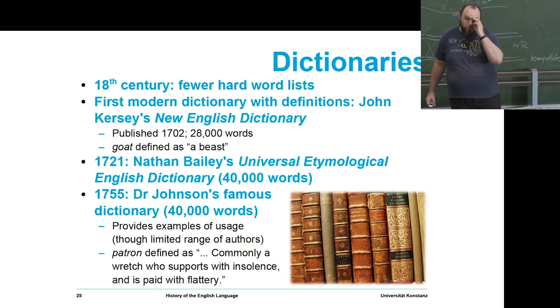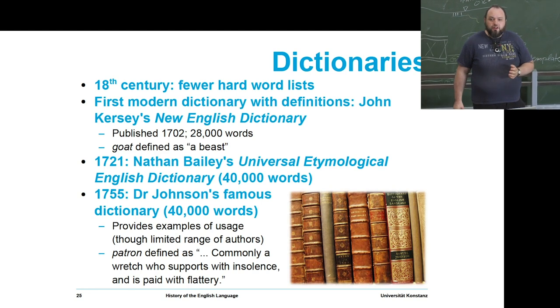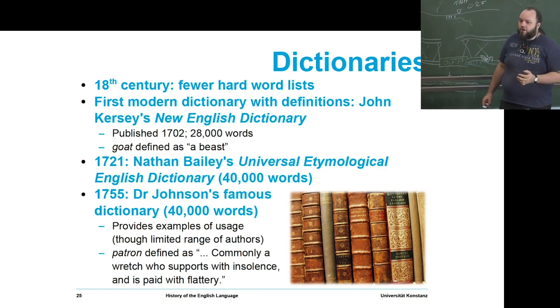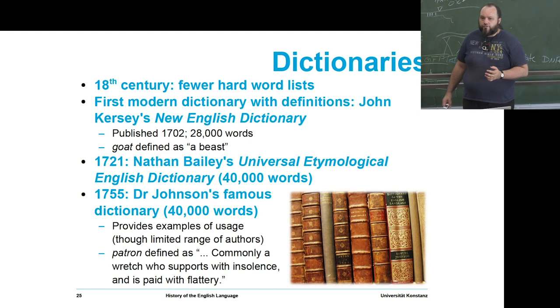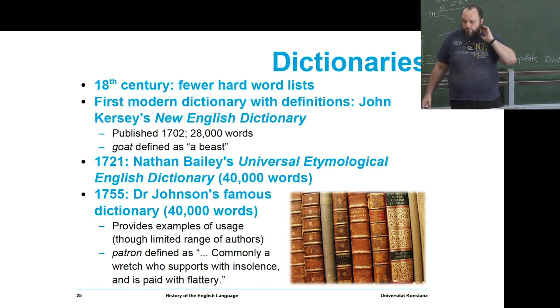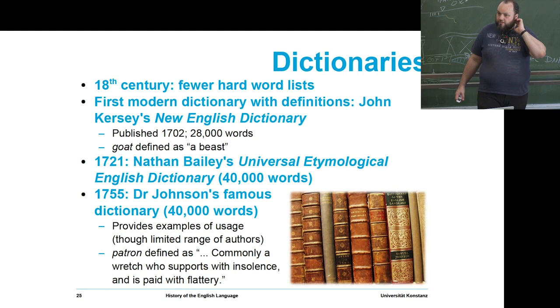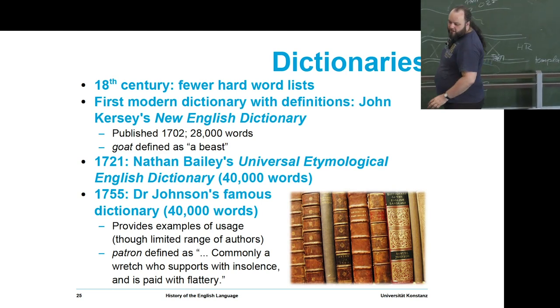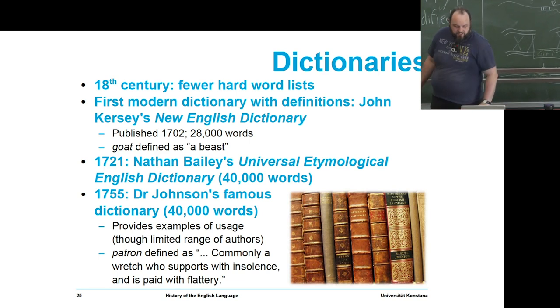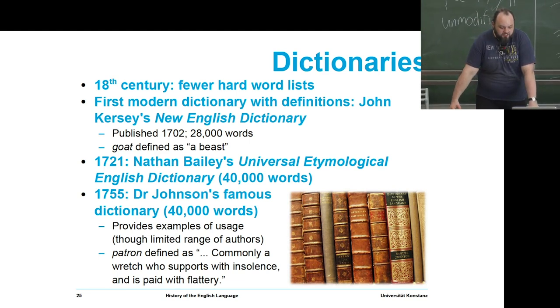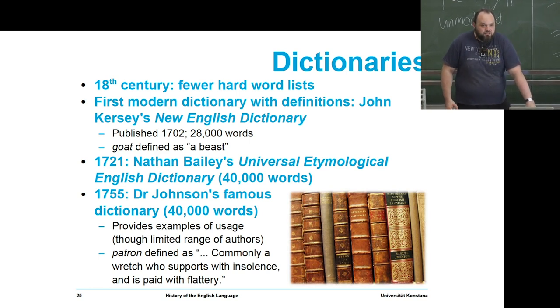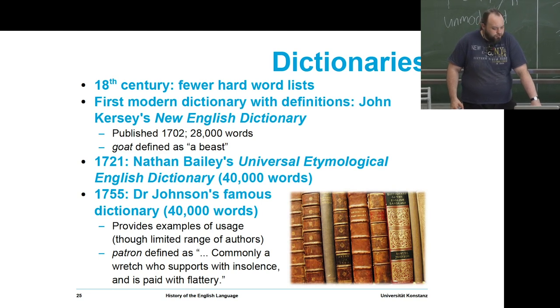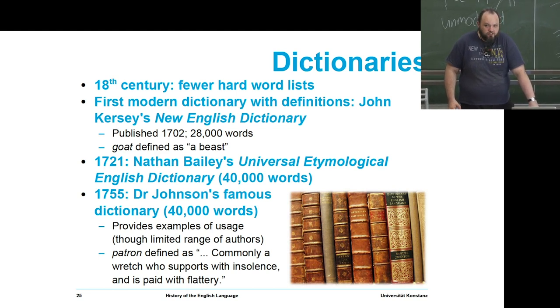What about dictionaries then? Well, what we saw in the early modern period was that there were dictionaries, but they were mostly lists of words that were hard, right? So these were things for foreigners or for people, again, who were trying to improve their social status. These were mostly just lists of words, literally. They didn't actually contain definitions. The first one that does contain definitions is John Kersey's New English Dictionary of 1702. But some of these definitions are not really up to scratch. So, for instance, the word goat in this dictionary is just described as a beast.